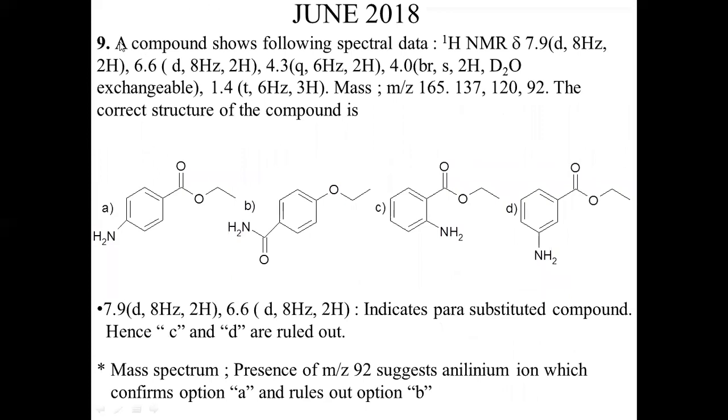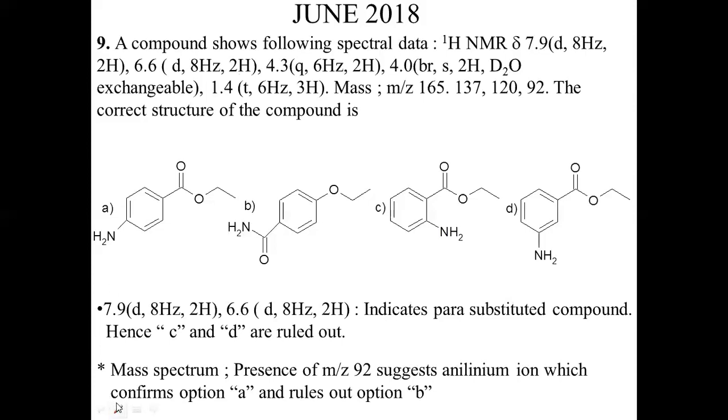In this, we have a question: a compound shows the following spectral data. Here you have proton NMR alone, and the mass spectrum is given, and you have been provided with 4 options. When you look at the NMR, the first thing we see is in the aromatic region: 2 hydrogens, a doublet, and again 2 hydrogens, a doublet. So it goes without saying they have to be para-substituted.